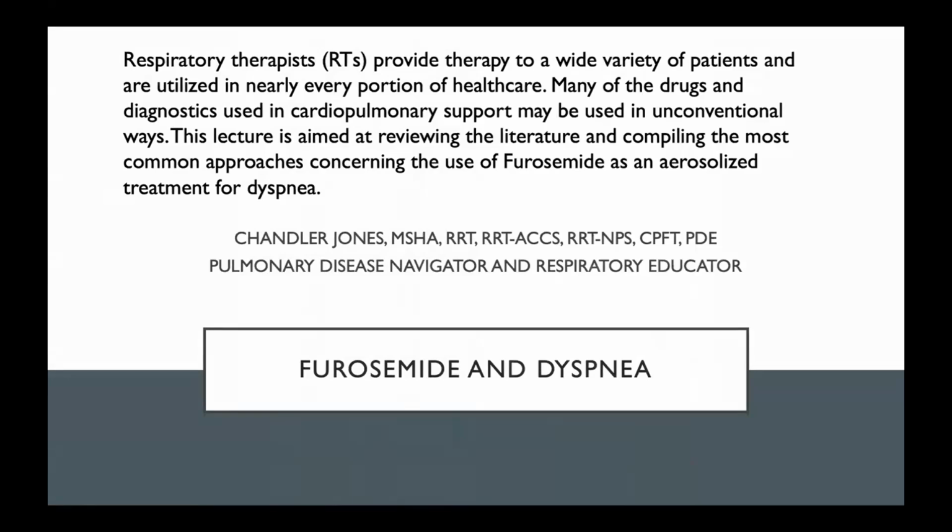Lasix, furosemide, however you want to say it. We've all heard about it. We've all probably seen it being used. We've probably all had a COPD patient or a CHF patient, and they're just throwing the Lasix at them, or we're going to dry them out, we're going to do all this stuff, right? But nebulized, wait a minute, right?